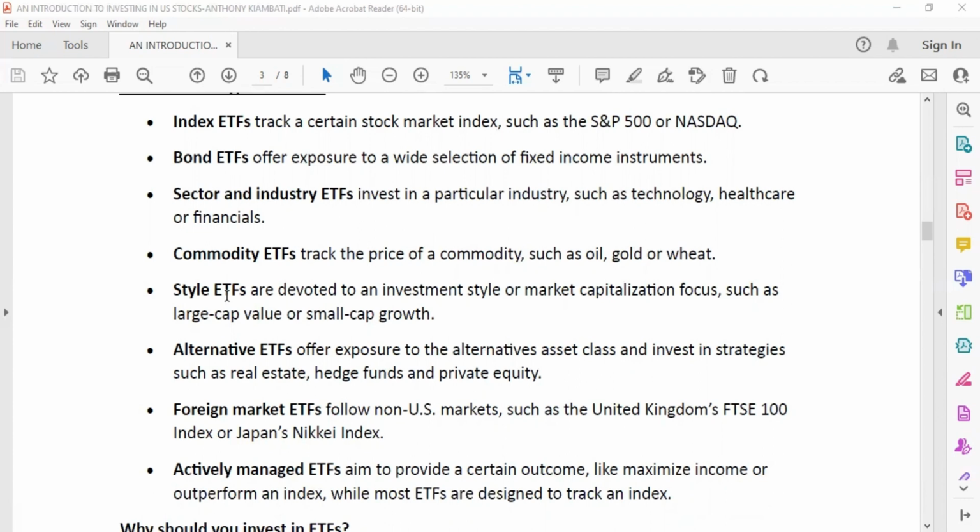Then we have alternative ETFs, foreign market ETFs, and actively managed ETFs. I don't want you to focus a lot on those ones. They are a bit complex. Just focus on the common ones: the index ETFs and the sector ETFs.